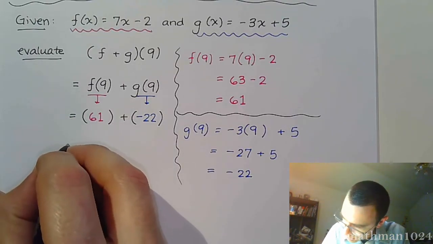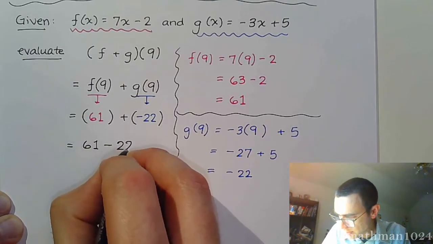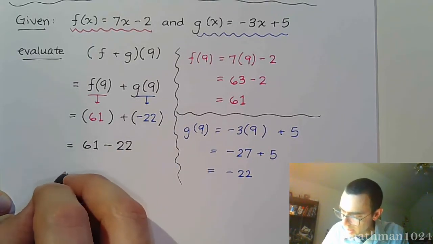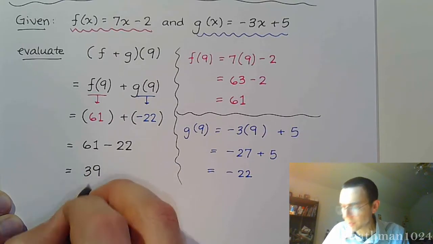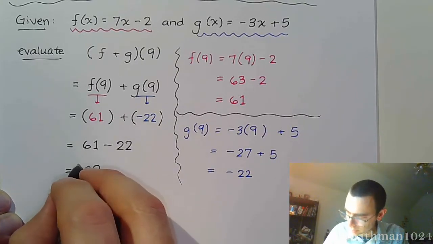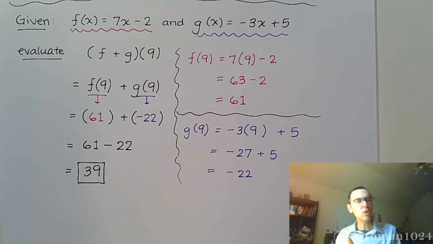So when I clean this up, that's just 61 minus 22, and 61 minus 22 is 39. And so that is the end result. And if you do what I'm doing here, it makes it really, really simple.